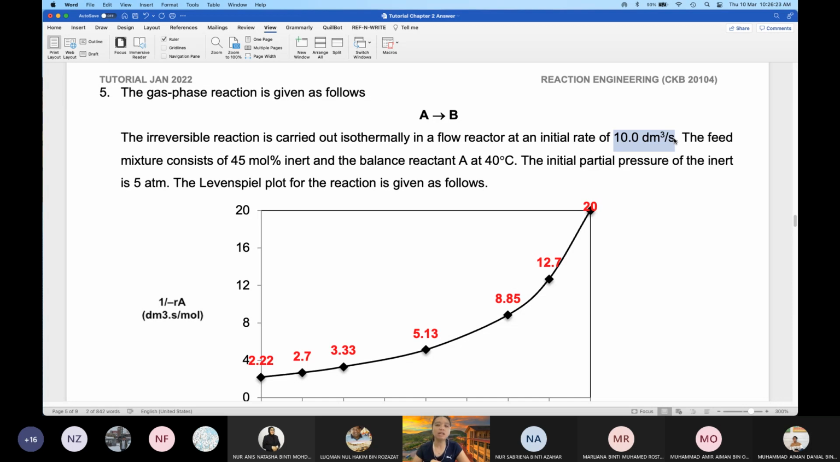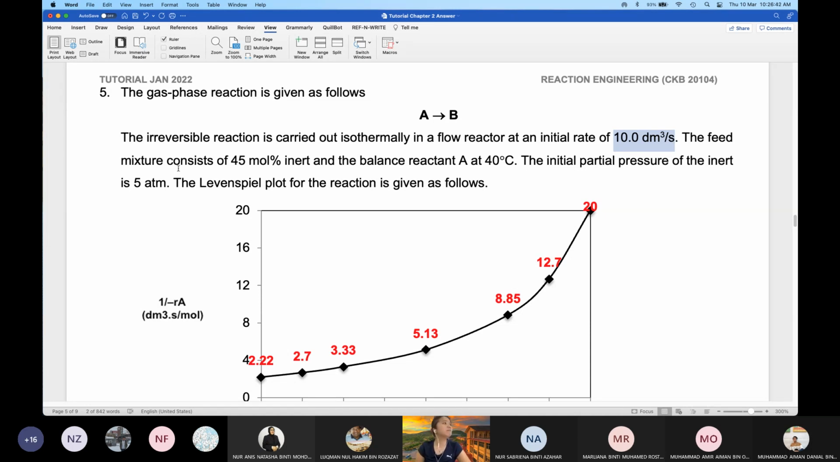If you make a mistake on this part, thinking that this 10 is CA naught, the whole question is ruined. Or if you think this 10 is FA naught, the whole question is ruined. So you have to be very careful. This is the initial volumetric flow rate, V naught 10. Sometimes I use V naught, sometimes I use epsilon naught. They both mean volumetric flow rate.